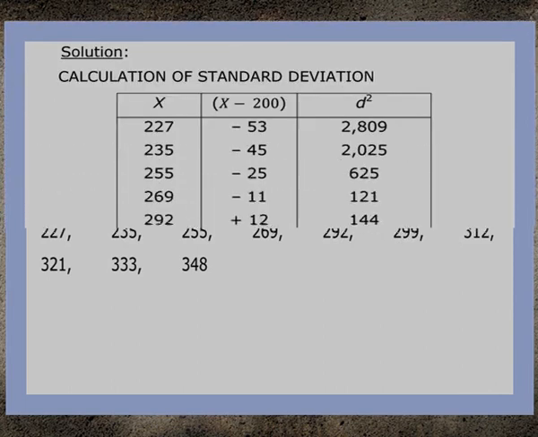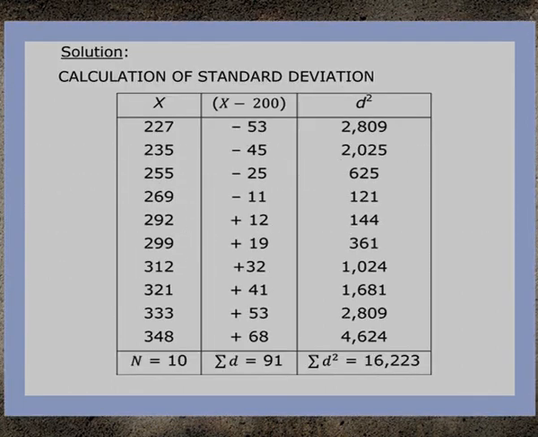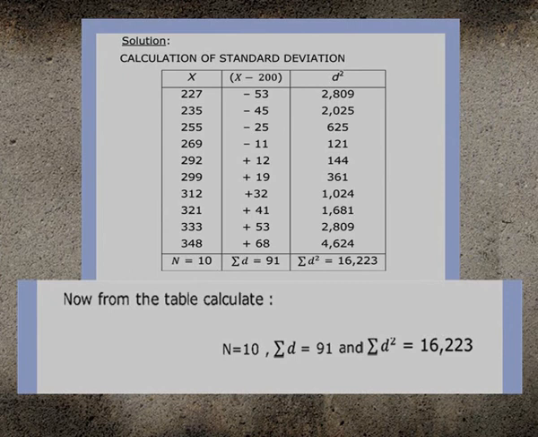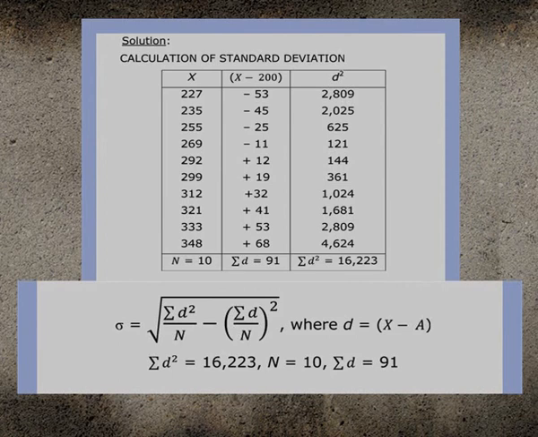So we are doing the calculation of standard deviation in the solution. We are making a table with capital X, X minus 200, because 200 is taken as the assumed mean, and d squared. Now from the table we calculate n is equal to 10. So sigma d is equal to 91, and sigma d squared is equal to 16,223. Now apply the formula. Sigma is equal to the square root of sigma d squared divided by n minus sigma d by n, the whole squared.